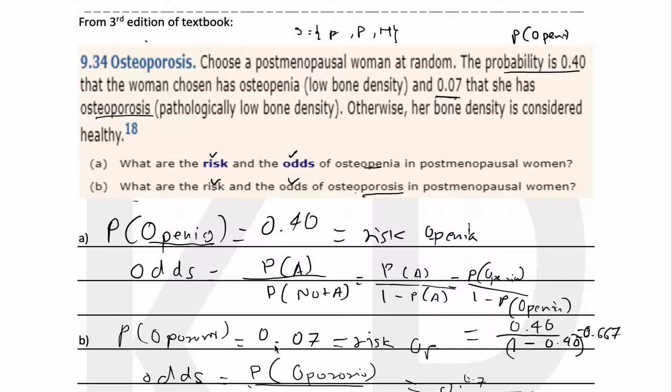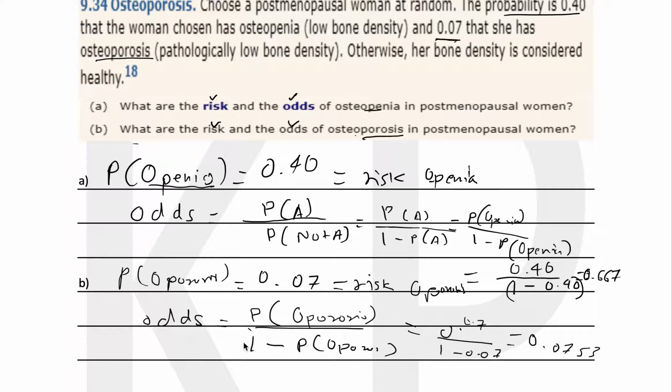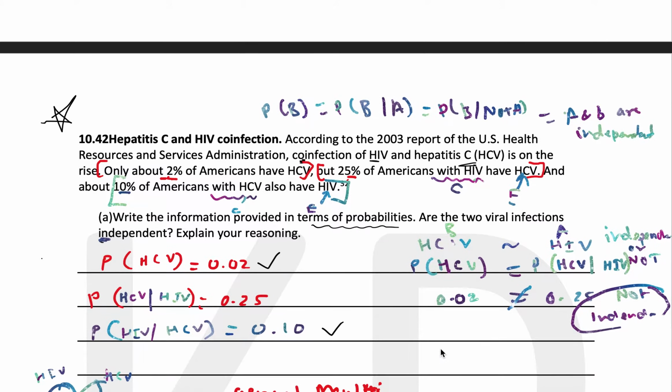So the probability of osteoporosis is nothing but 0.07, and that probability is nothing but the risk of that condition. That's why the risk of osteoporosis is nothing but the same probability. Odds again is the probability of osteoporosis upon 1 minus the probability of osteoporosis, and you just substitute those values, 0.07 divided by 1 minus 0.07, and if you solve that, it will be somewhere around 0.753. So that is a pretty simple question from this chapter.